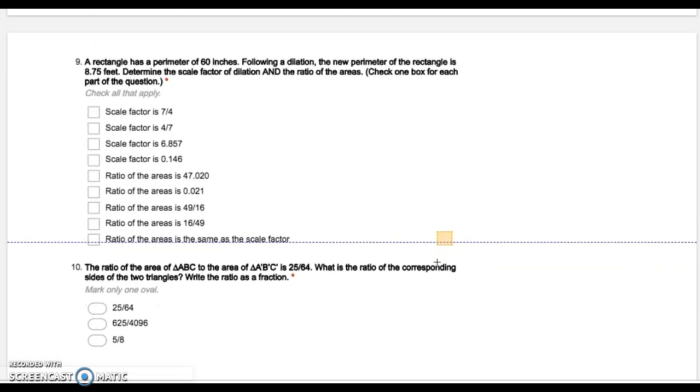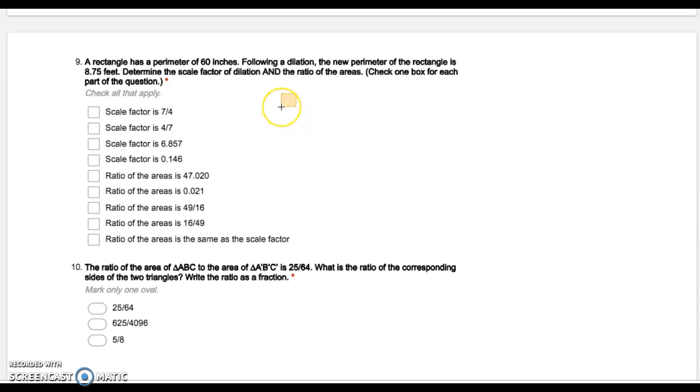All right, moving on. A rectangle has a perimeter of 60 inches. Following a dilation, the new perimeter of the rectangle is 8.75 feet. Determine the scale factor of the dilation and the ratio of the area. Check one box for each part of the question.